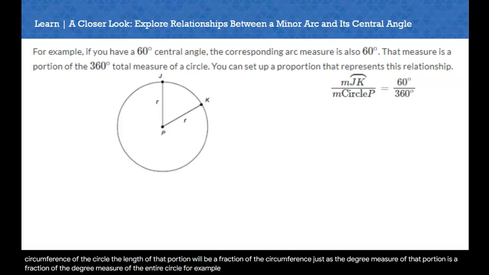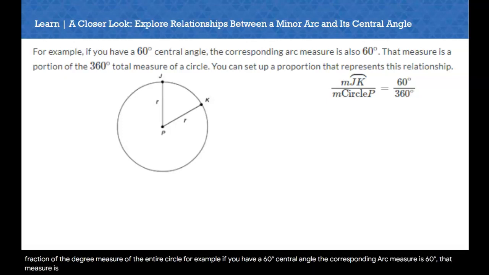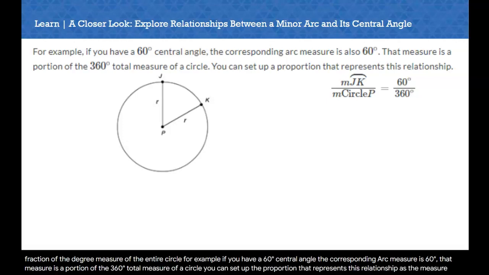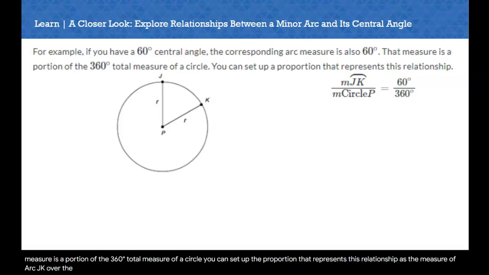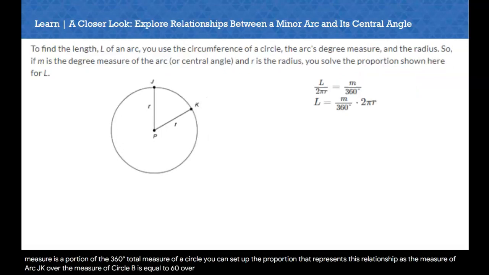For example, if you have a 60-degree central angle, the corresponding arc measure is 60 degrees. That measure is a portion of the 360-degree total measure of a circle. You can set up the proportion that represents this relationship as the measure of arc JK over the measure of circle B is equal to 60 over 360.